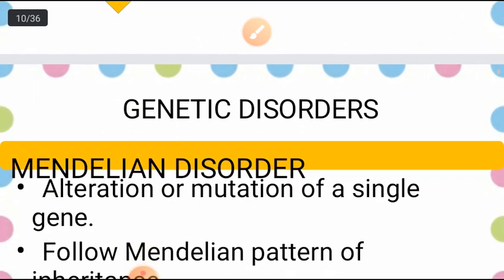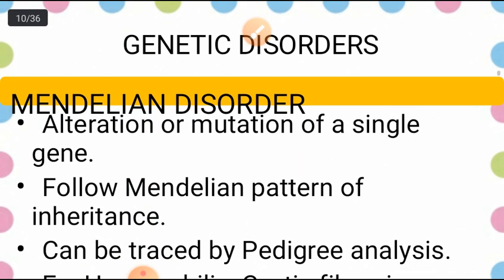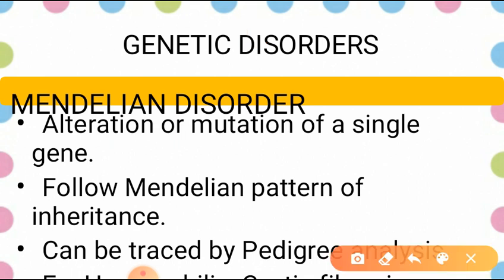Now let us pass on to genetic disorders. So the term genetic disorder. You have studied in your lower classes about contagious diseases, non-contagious diseases. Now you will be studying about genetic disorders. So these disorders are inheritable, that are passed on from parent to offsprings.